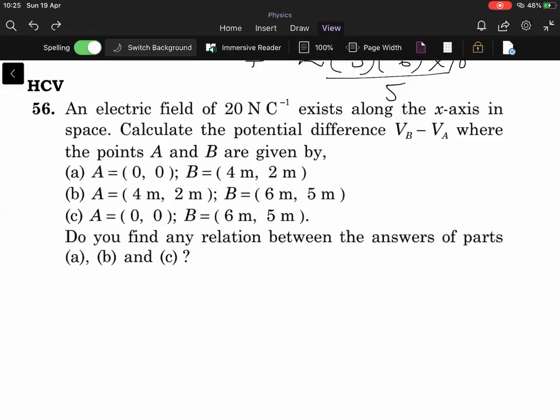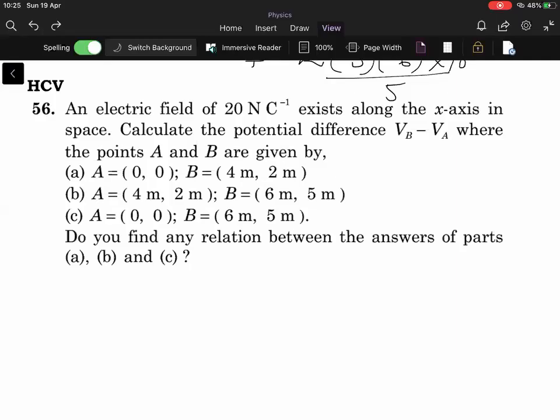So be careful about the sign as well. If you are moving in the direction of electric field, then what happens to the potential? Does it decrease or increase? It decreases. Electric field lines always flow from a region of higher potential to lower potential. So Kesar, be careful in your expression.